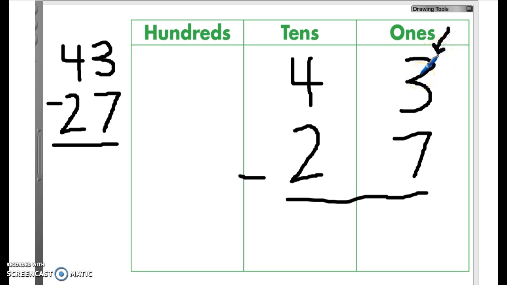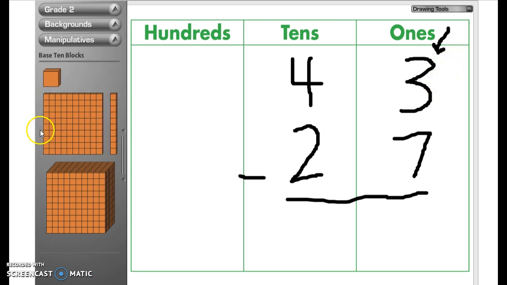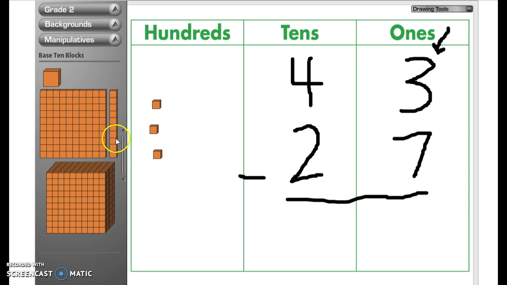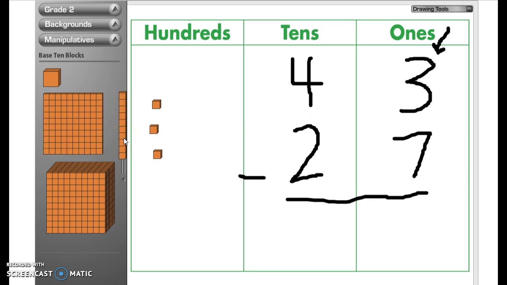As you can see right here, in the number 43, we have 3 ones. So we have 1, 2, 3 ones. And we want to take away 7 ones, which we're unable to do with only our 3 ones. So we are going to have to regroup. In order to do that, we're going to look at some base 10 blocks.